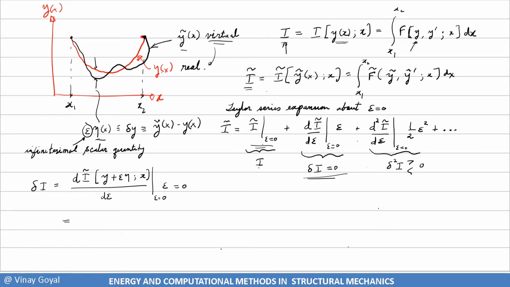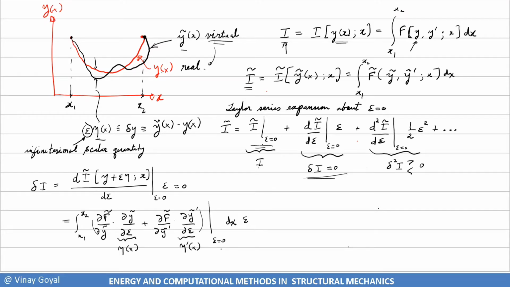And we did that, right? So that's equal to the integral from x1 to x2 of the derivative of what's in there, which is partial of f tilde with respect to y tilde times partial of y tilde with respect to epsilon, plus partial of f tilde with respect to y tilde prime, and then what I notice very quickly is that the derivative of y tilde with respect to epsilon is really eta of x, and this is eta prime of x. And this is evaluated at epsilon equals 0, dx times epsilon equals 0.